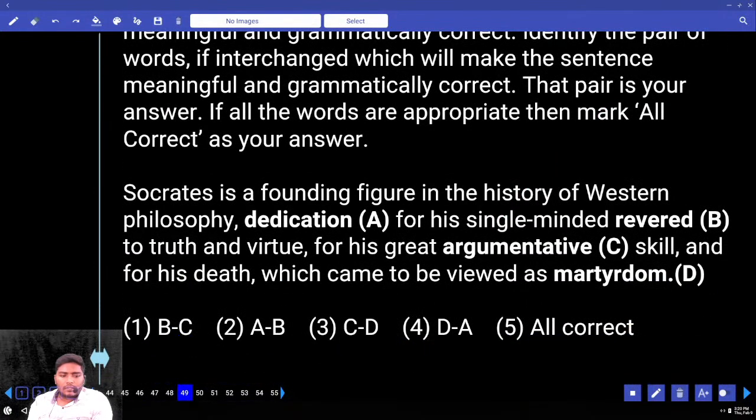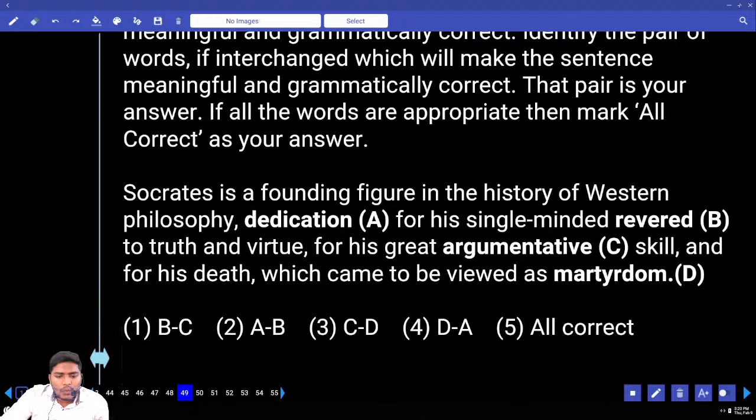Swap the words. If you don't know how to read this sentence, you will not get the answer. Socrates is a founding figure in the history of Western philosophy. Dedication for his single-minded regard to truth and virtue, for his great argumentative skill, and for his depth, which came to be viewed as martyrdom.